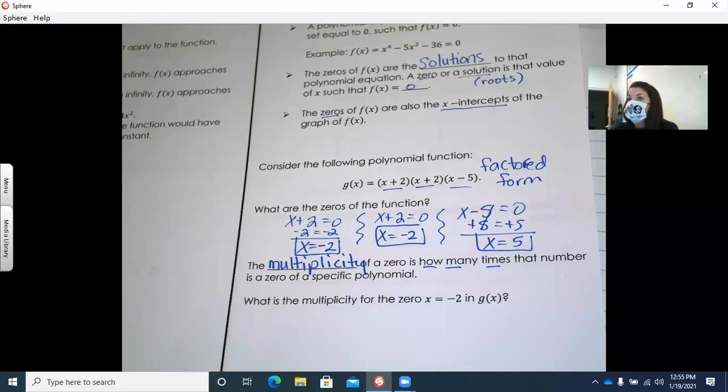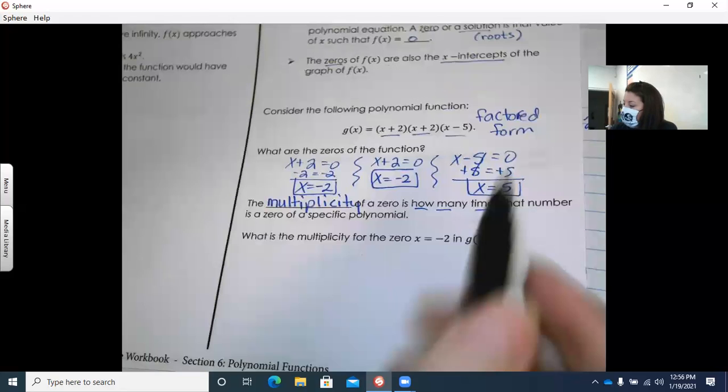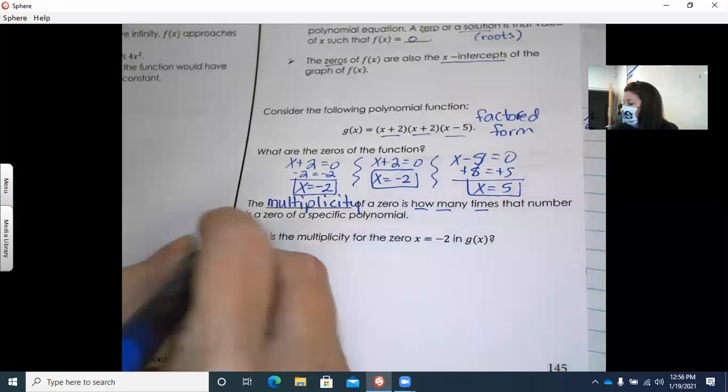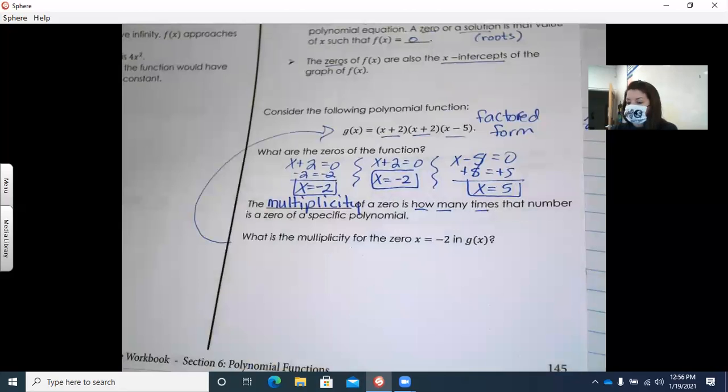How many times did the solution, remember solution is the same thing as a 0, how many times did the 0 occur? So the next question says, what is the multiplicity for the 0, x equals -2 in function g? That's saying how many times did we get a solution of -2? We already said the answer is what? 2.